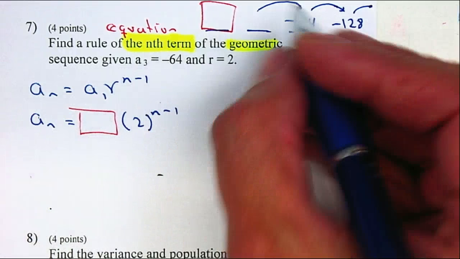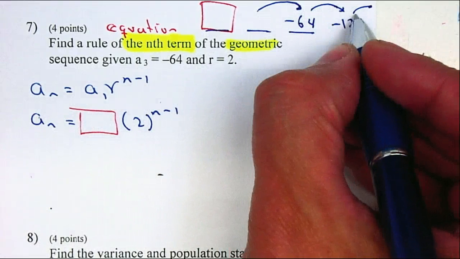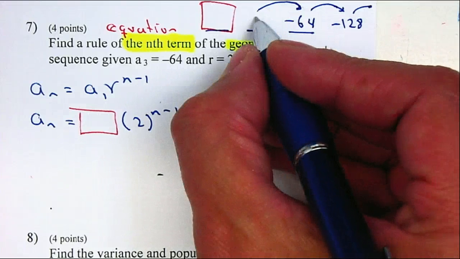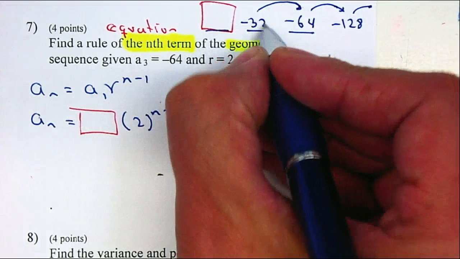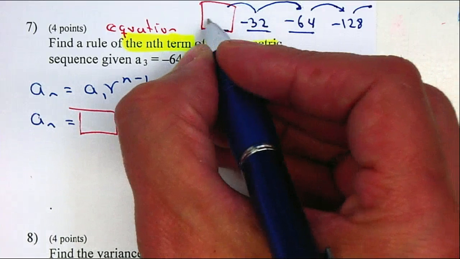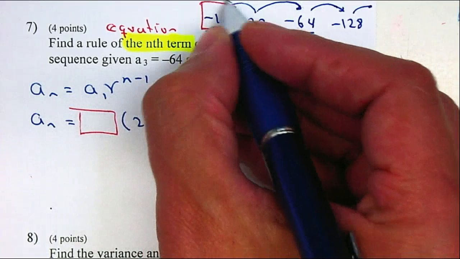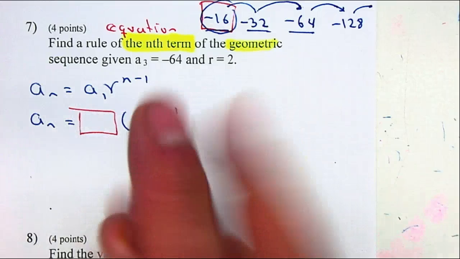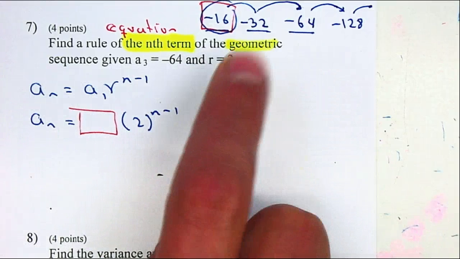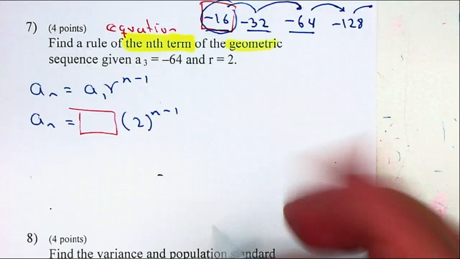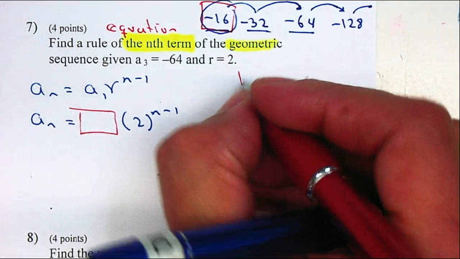Now some of you guys will say, well, if I know that if I multiply by 2 it gives me negative 128, can I just divide by 2 and that gives me negative 32? And then divide by 2 gives you negative 16. So negative 16 will be my first term. Well, that's one way of doing it. But I need you guys to find the proper way, just using the equation.